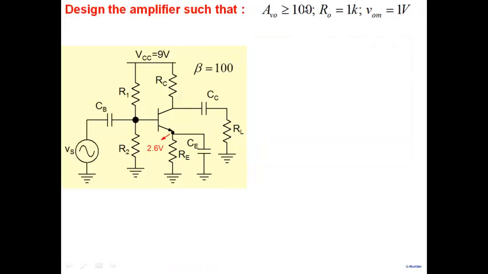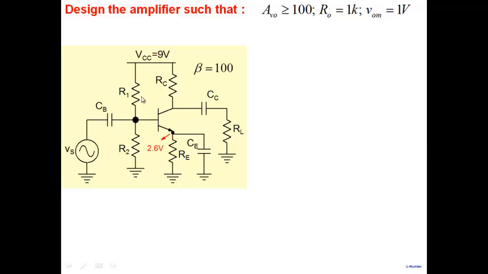So let's take this particular example. Suppose I want an open circuit voltage gain which is about 100 or larger. Output resistance is 1K, and I want a swing of 1 volt. Okay. So let's say these are the characteristics that I'm looking for. Now, how do I go ahead and design this amplifier?